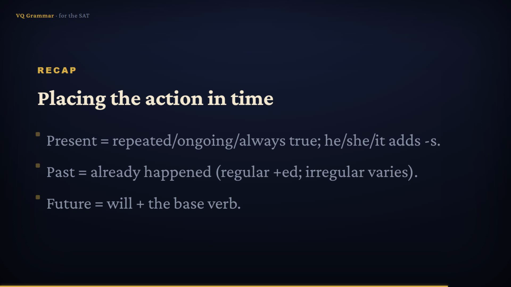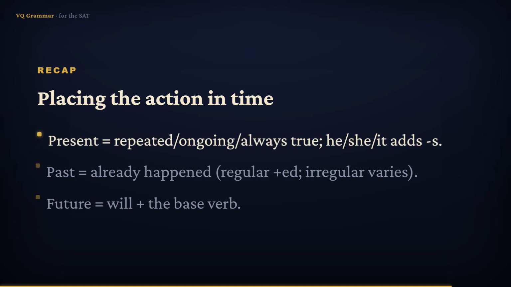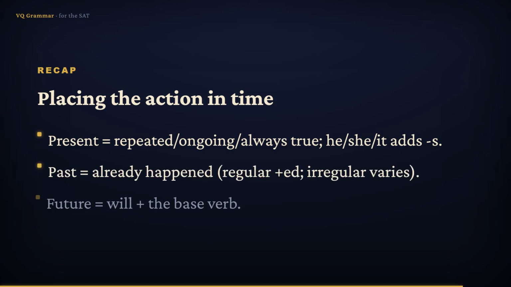Let's bring it together. The present tense shows repeated, ongoing, or always true action, and adds s for he, she, or it. The past tense shows what already happened. Regular verbs add ed. Irregular verbs change form. And the future tense simply puts will before the base verb. Remember the third person spelling rules. es after o, s, x, ch, sh, and y to i for consonant plus y verbs.